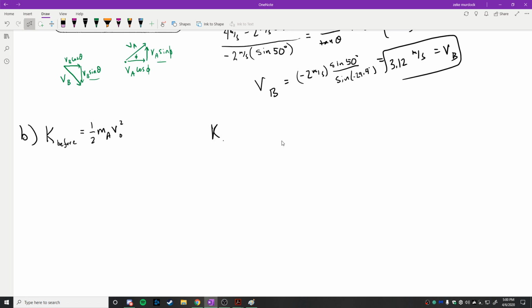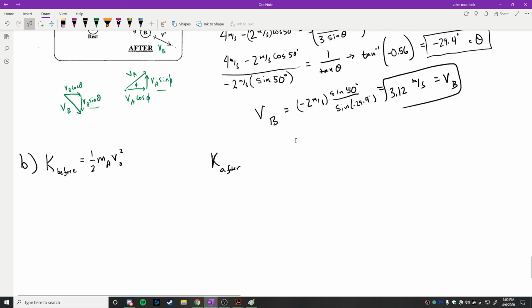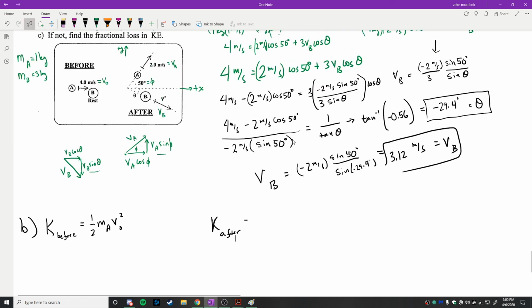And then we also need to calculate the kinetic energy after. I could go up a little bit here. It's a lot easier for me to write if I... Kinetic energy after is going to be 1/2 MA times VA squared plus 1/2 MB VB squared. So what is this? I don't want to write the numbers out. We're running out of time here. So it's 0.5 times MA, which is 1, times VA, which was 2 squared, plus 0.5 times 3 mass B multiplied by VB squared, which was 3.12 squared.